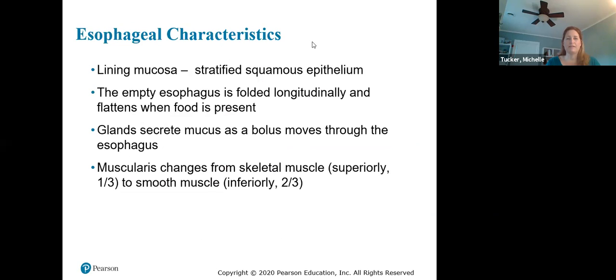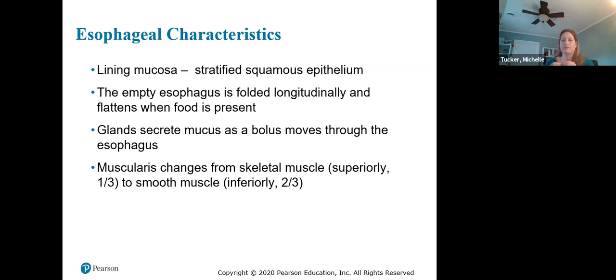The esophagus is lined with stratified squamous epithelium for protection. When empty, it is going to fold in on itself, and then it flattens out when food is moving through it. There are glands that secrete mucus to assist in the bolus movement. That movement is called peristalsis. Peristalsis is the movement of the food bolus down the digestive system.